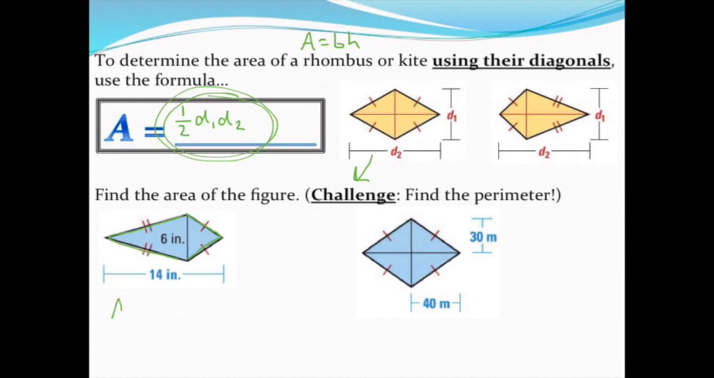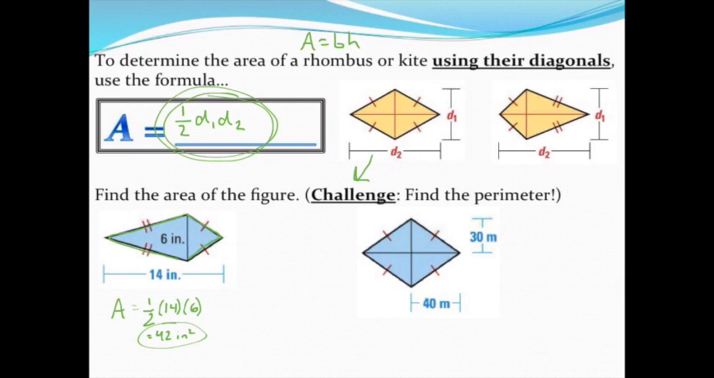So my formula for the area of a kite is 1/2 times the two diagonals. Diagonals need to go all the way across the figure, so in this case the diagonals were given to me. You'll see in the next one they did not give me the entire diagonal. And it does not matter which one's d1 and which one's d2 because you're just multiplying. So 1/2 times 14 times 6 gets me an area of 42 square inches.